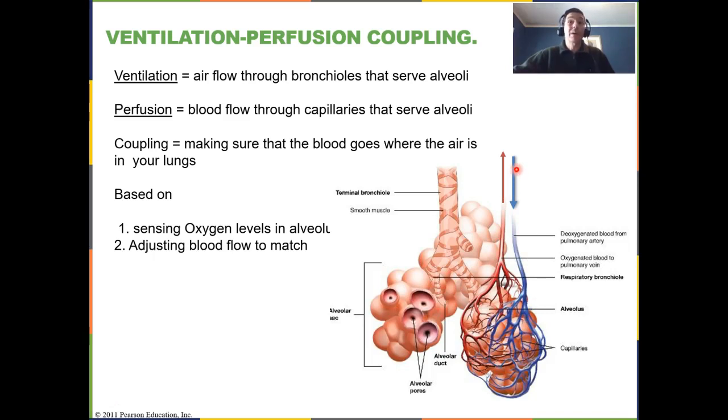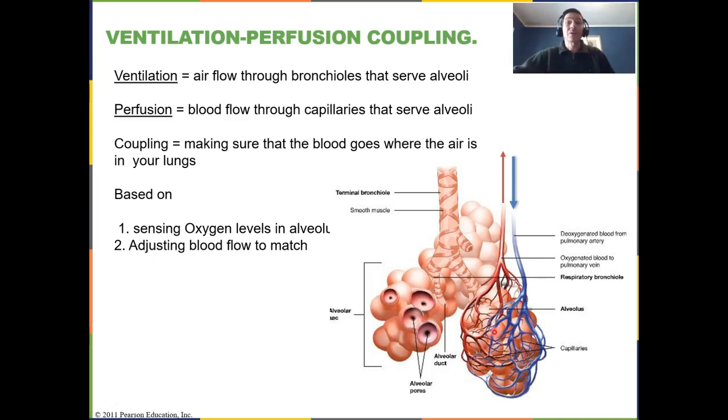And now we want to remember, right, this blue arrow here, that's the blood flowing into the capillaries. We're used to it being red, but this is our pulmonary circulation, so it's our deoxygenated blood, and this blue arteriole is carrying the blood into this capillary bed where it's going to receive oxygen. So what you want your body to do is have lots of blood in the capillaries surrounding the alveoli that have lots of air in them.